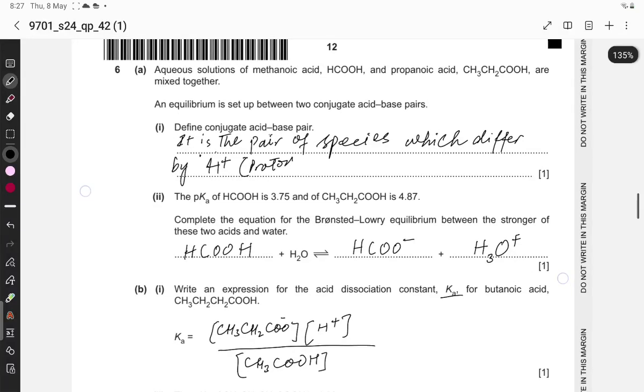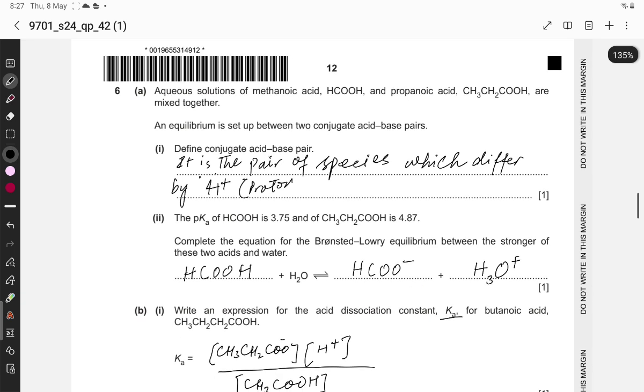This is question number 6 of 9701, May June 24, question paper 4-2. Let's start. Question number 6. Aqueous solutions of methanoic acid and propanoic acid are mixed together and equilibrium is set up between two conjugate acid-base pairs. Define conjugate acid-base pair.